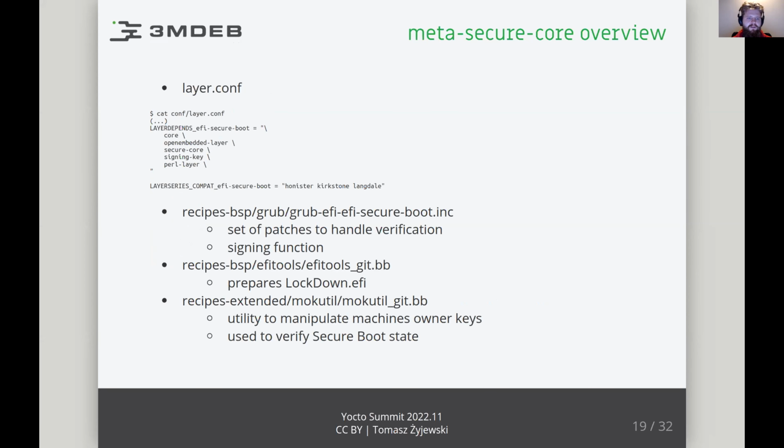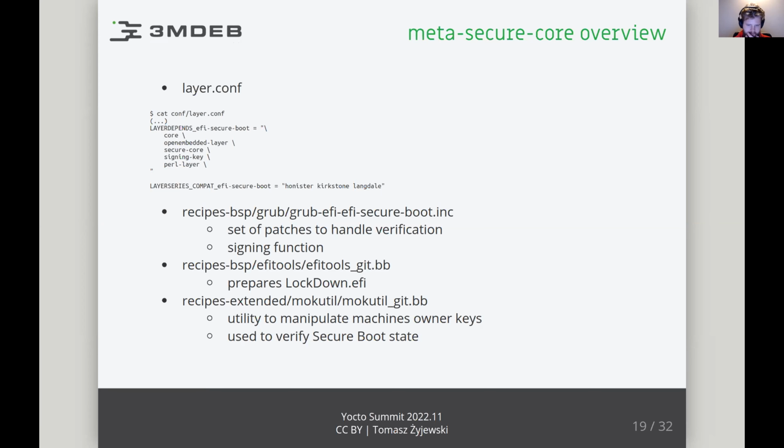Okay, a quick look at the layer conf file inside the Meta Secure Core. From it, we can see that this layer depends on the core and openembedded layers, which are from Poky and Meta Open Embedded. There is also the parallel layer, which can be found in Meta Open Embedded, and the secure core and signing key layers, which are from the Meta Secure Core layer itself. We can also see that this layer is compatible with the Hardknott, Honister, and Langdale versions of Yocto, so really up to date.